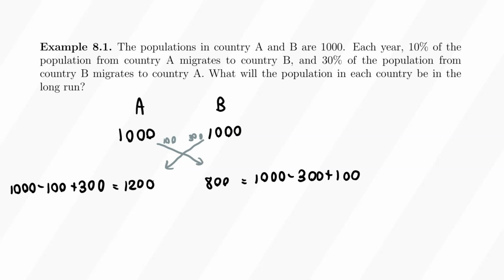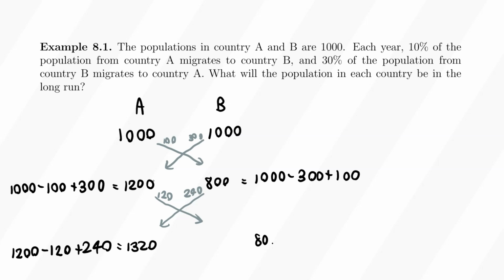And if we do the same following years, out of this 1,200, 120 will move to country B, and out of this 800, 30%, which is 240, will move to country A. So in the following year, in country A, I'm gonna have 1,200 minus 120 and then plus 240. So I'm gonna get 1,320. And then in country B, I'm gonna have 800 minus 240 and then plus 120. And that is going to give me 680.